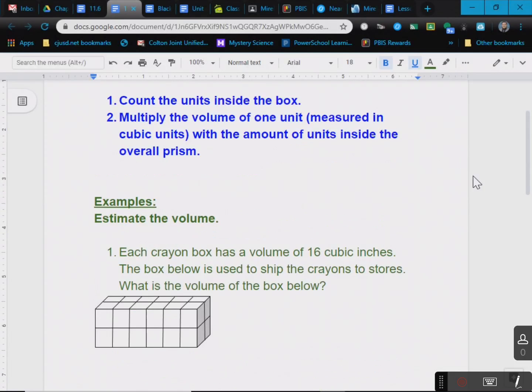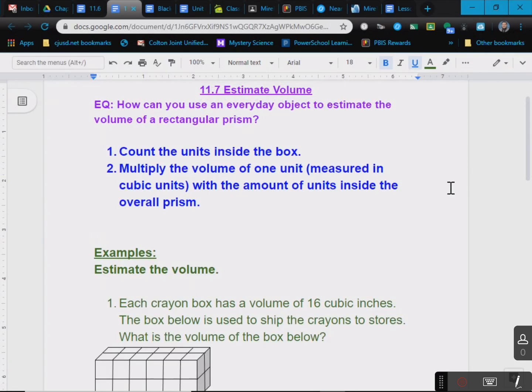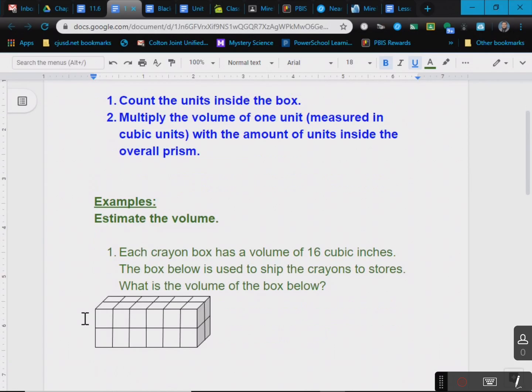So here are the steps. Go ahead and write them down. You want to count the number of units inside the box. So you're going to be given boxes like this, and you're going to want to count how many of the smaller boxes, or units, are in it, okay? And it's going to show you that in cubic inches, cubic feet. So multiply the volume of one unit.